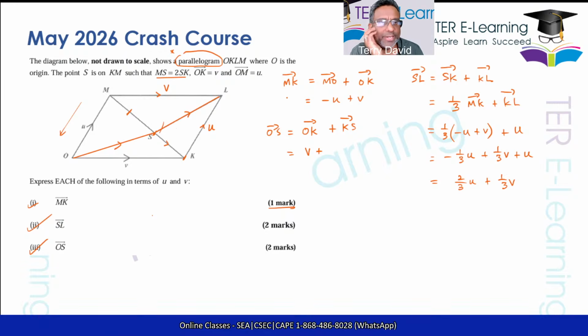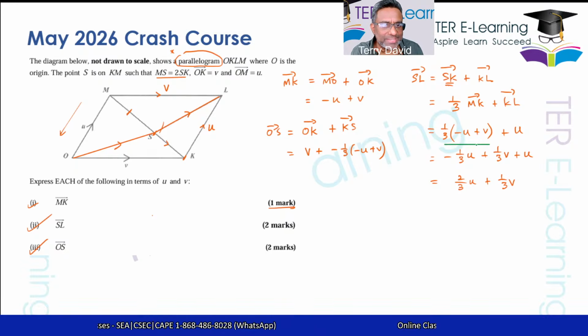Now, KS, we're going in the opposite direction, right? So it's the opposite of this vector here. So in this case, that is going to be minus 1/3 by minus U plus V. You see this vector here? This is actually SK here. That's the vector SK. But if I want to go in the opposite direction, I just need to put a minus sign in front of it. That's what I'm doing here.